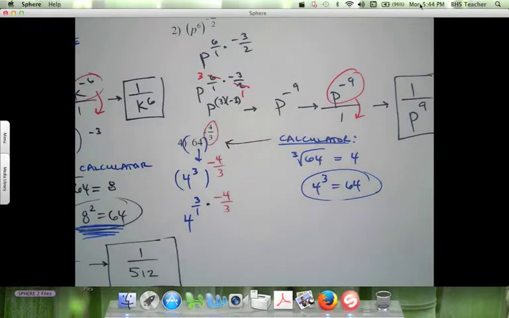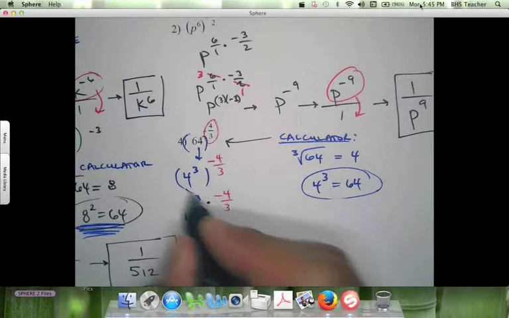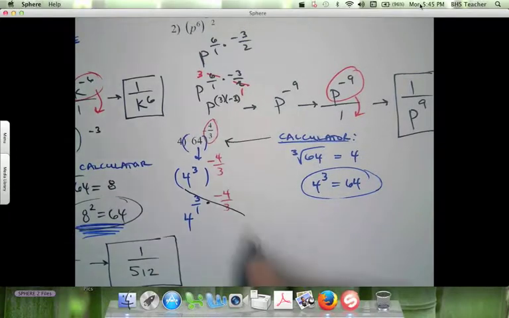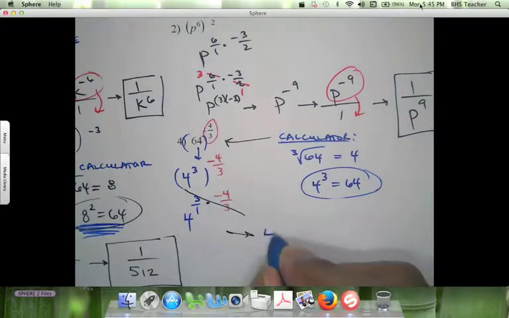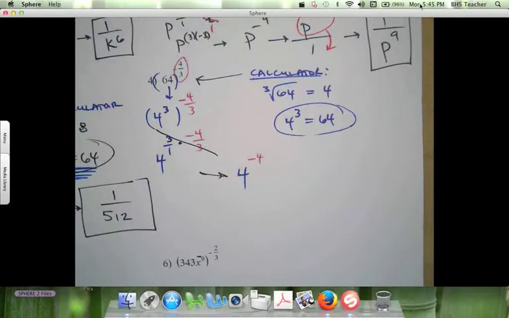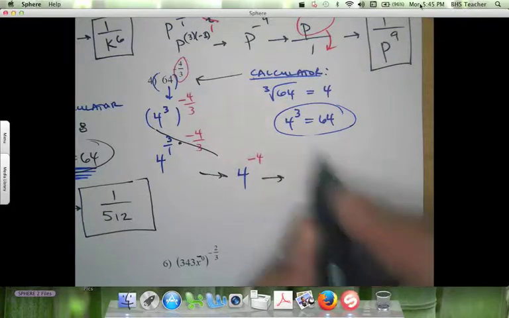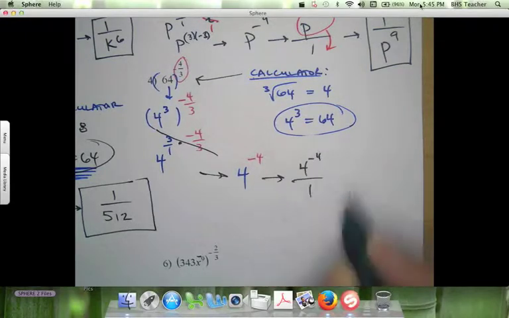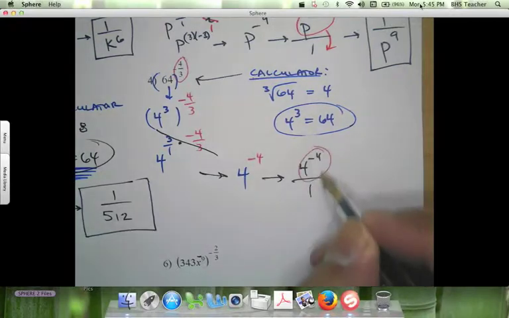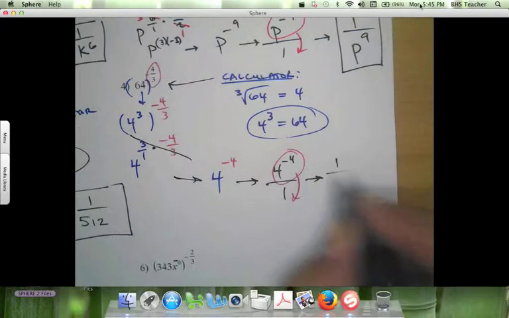So this is going to divide out nicely right there. Those divide out. What are you left with? 4 to the power of negative 4. And we don't want to have negative exponents, so put a 1 under it. Under that, we bring it down to make that exponent positive. So really, 1 over 4 to the power of 4.